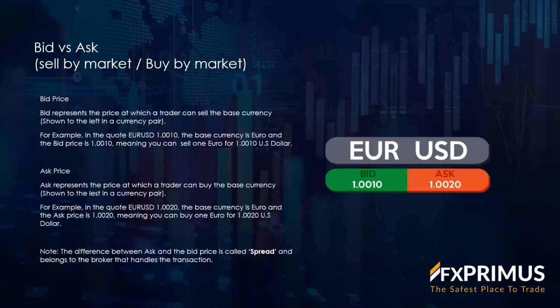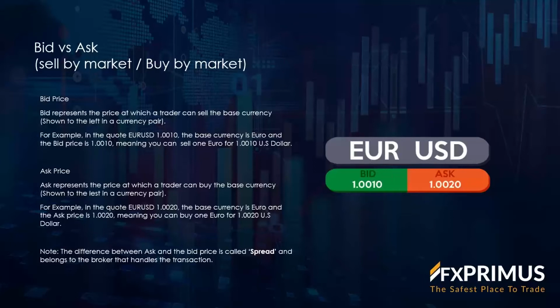So another important term that we come across is bid versus the ask price. So this is basically nothing but what price we need to sell and buy. When we talk about bid price, it represents the price at which the trader can sell the base currency, as we have discussed what is the base currency. So when we come across the bid price, we know this is the price that we get in the market at the moment. And the ask price is nothing but what price a trader can buy in the market.